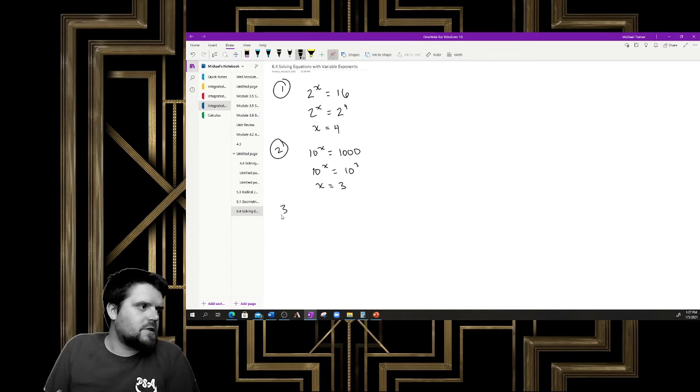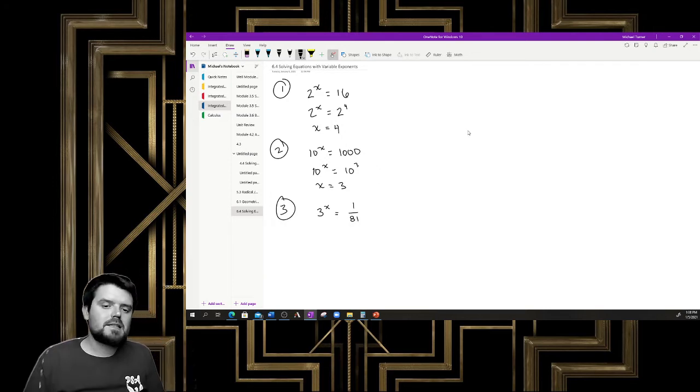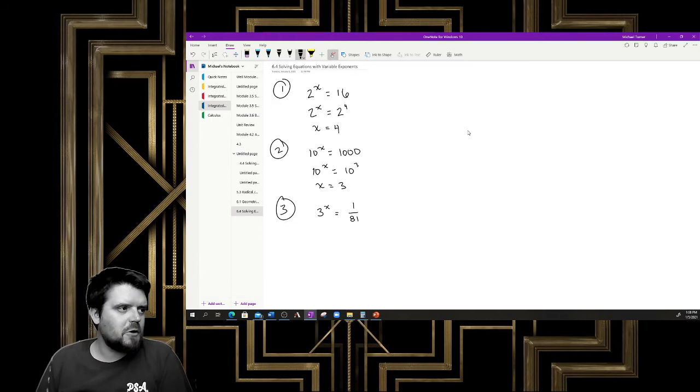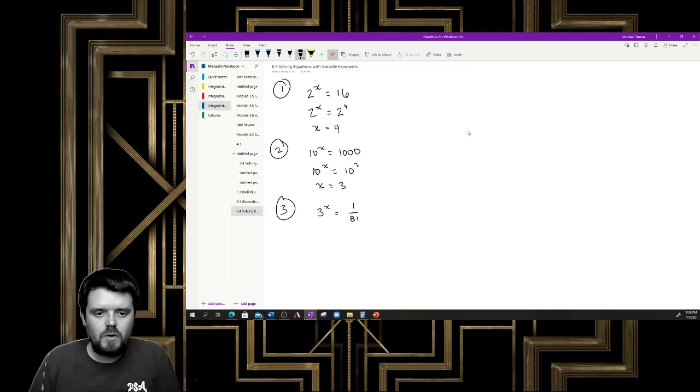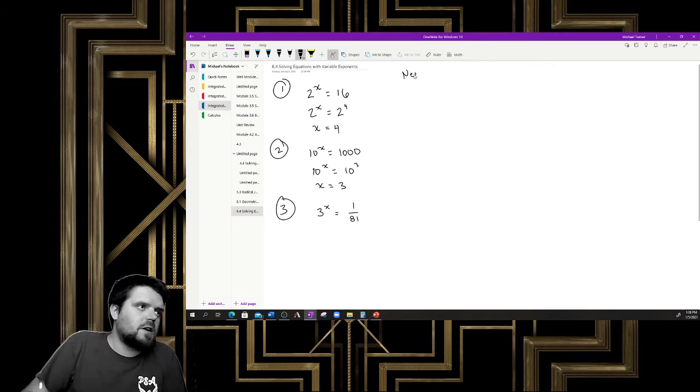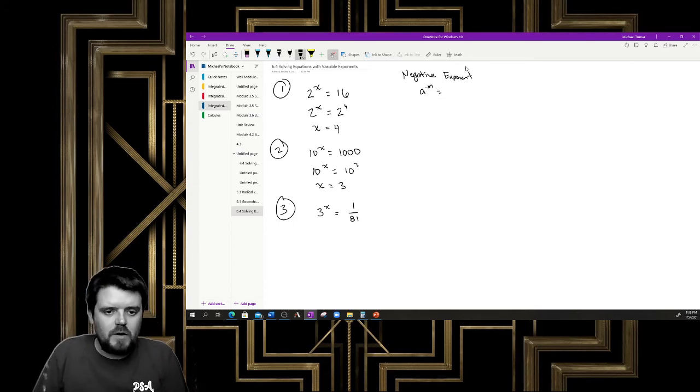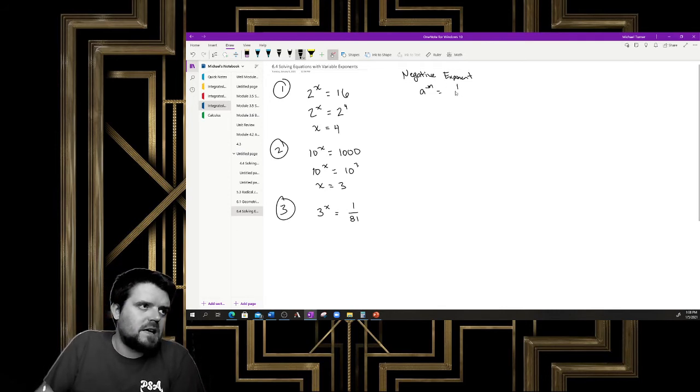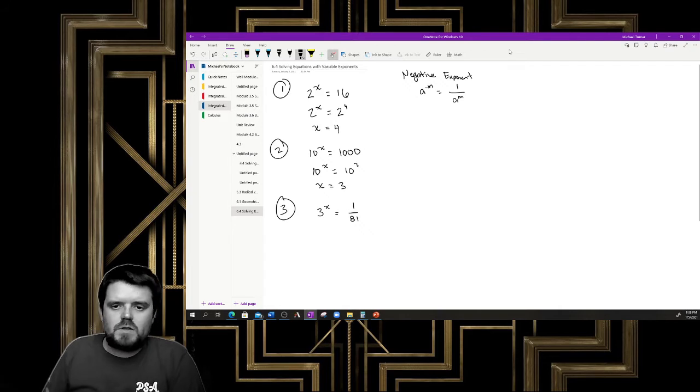What throws a lot of students off is when we get to a problem, let's say 3 to the x equals 1 over 81, where the right-hand side is a smaller number than the base on the left-hand side. Anytime you have a situation like this, you're going to need to use negative exponents. This is covered in the rules of exponents video if you need to go back and review. But your negative exponent rule specifically states that if I have a negative exponent, let's say a to the negative m, that is shorthand for having an exponent in the denominator. So a to the negative m is the same as 1 over a to the m.